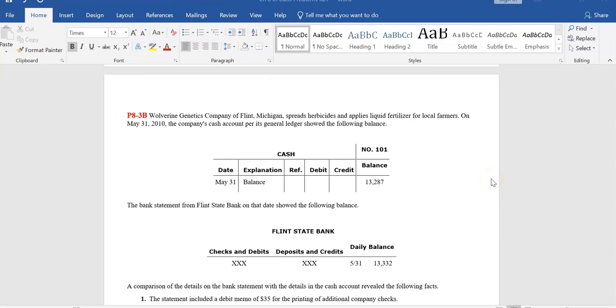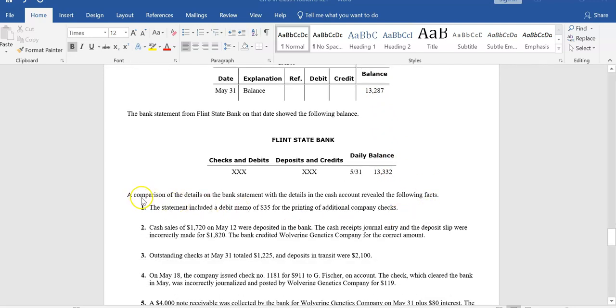All right, let's try a little bit more involved bank reconciliation and hopefully pull all these concepts together. Wolverine's genetics company spreads herbicides for local farmers. On May 31st, the company's cash account in its general ledger showed the following balance. So general ledger, the book balance is 13,287. The bank statement that arrived for the May 31st balance in cash showed 13,332 in the bank. We are trying to figure out the difference. We're going to reconcile those two numbers. A comparison of the details on the bank statement with details in the cash account revealed the following facts.